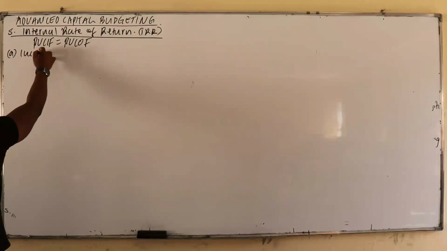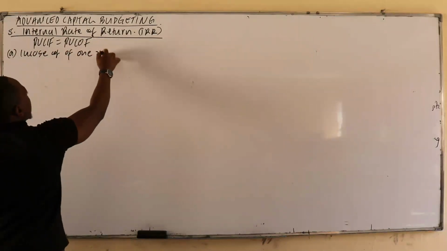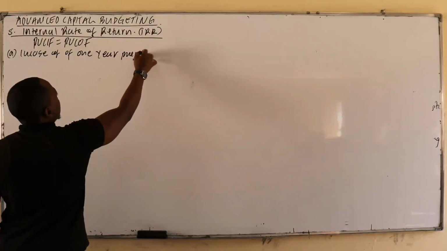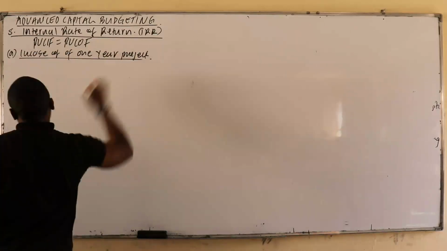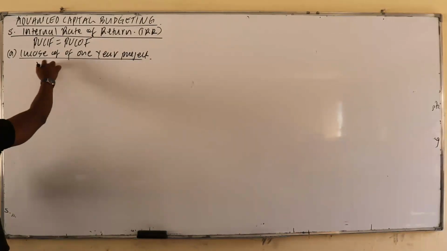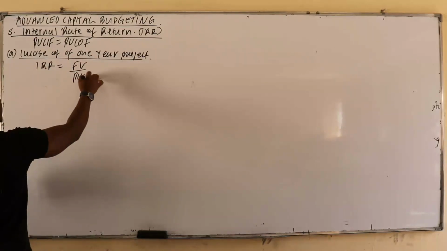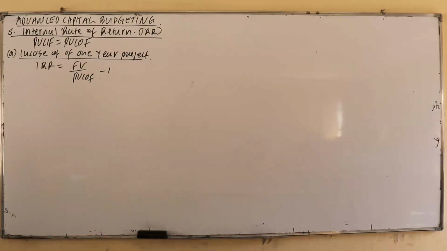A, in case of a 1 year project. So how do we determine IRR? You take the future value divided by the present value of cash outflow, minus 1.